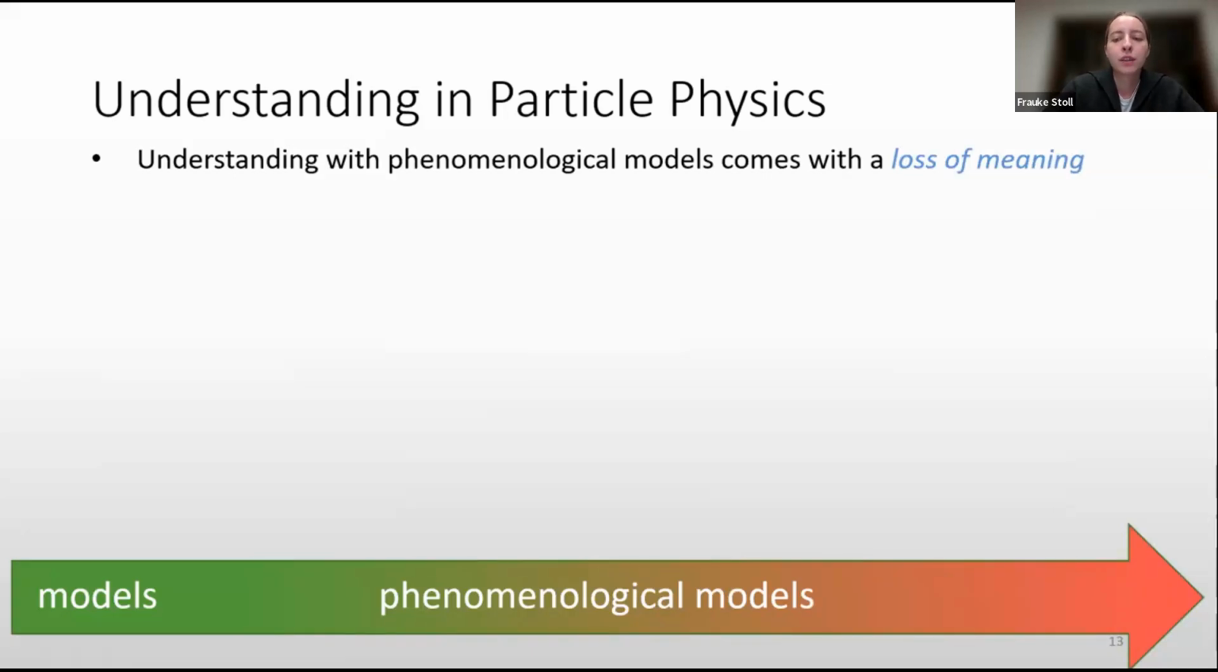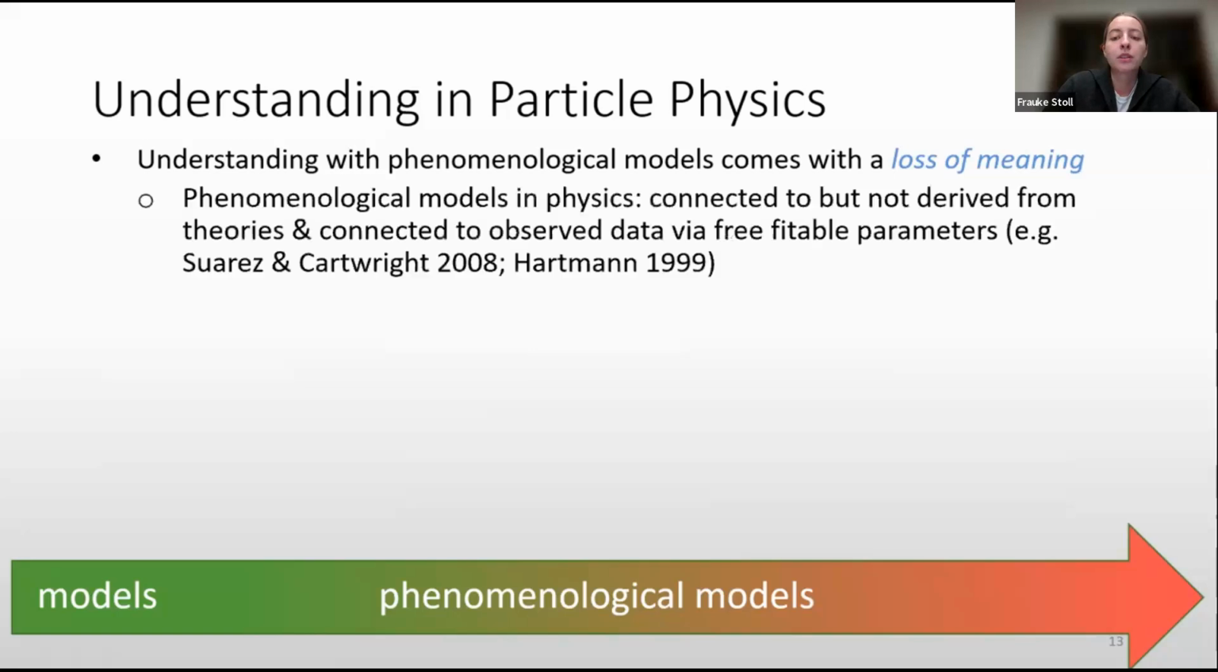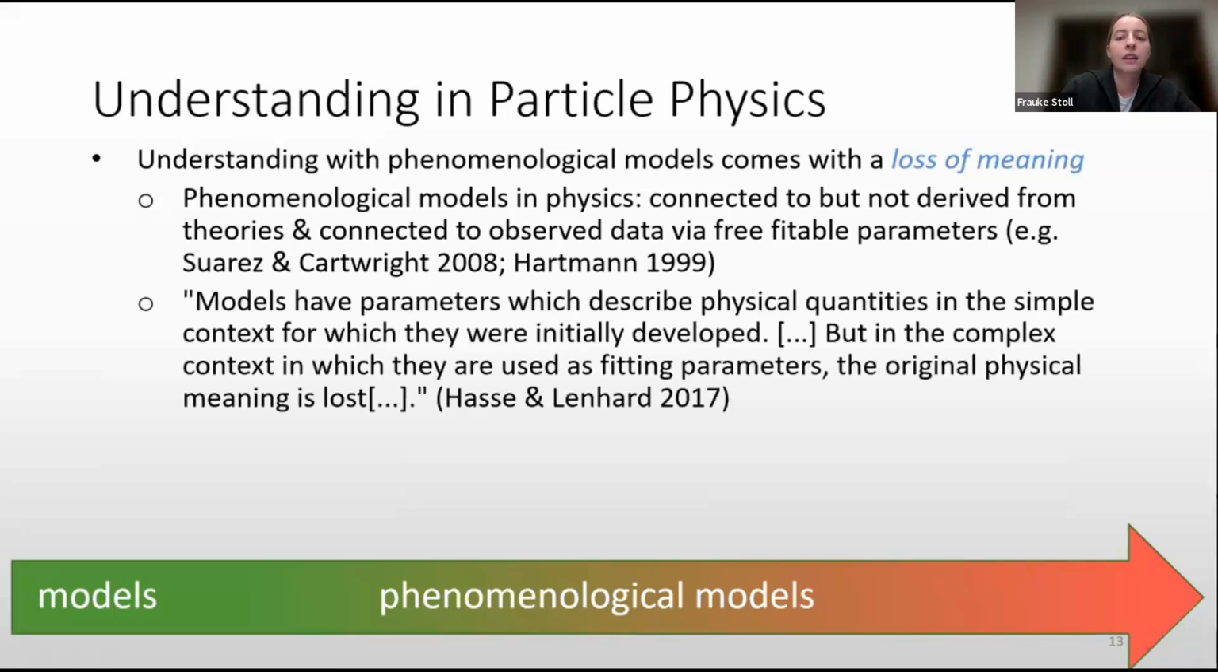Traditional models in physics or in general normally have physical meanings for mathematical symbols. Phenomenological models in physics, however, are connected to but not derived from theories, and they're connected to observed data via free fittable parameters. And the problem with these parameters is, as Hasse and Lennart have analyzed, that these models do have parameters which describe physical quantities in the simple context for which they were initially developed, but in the complex context in which they're used as fitting parameters, the original physical meaning is lost.